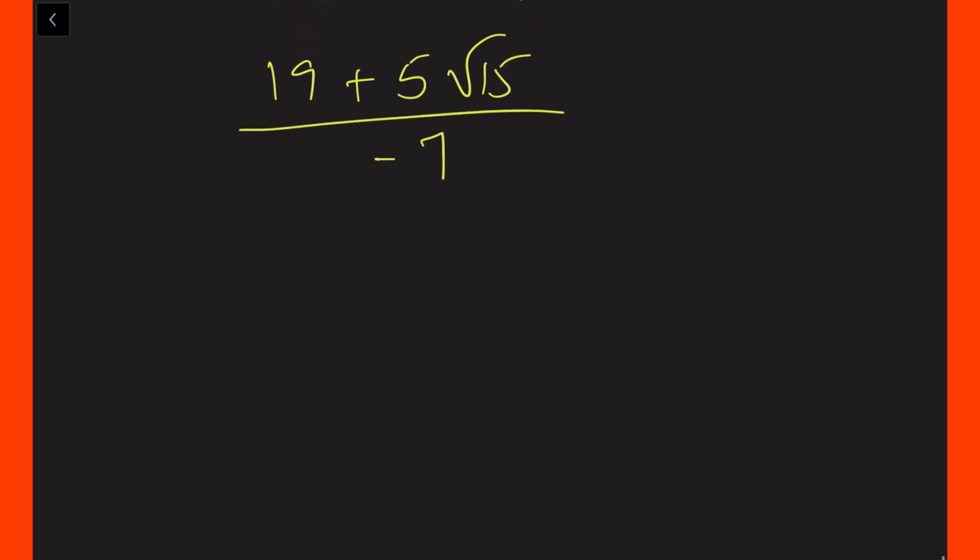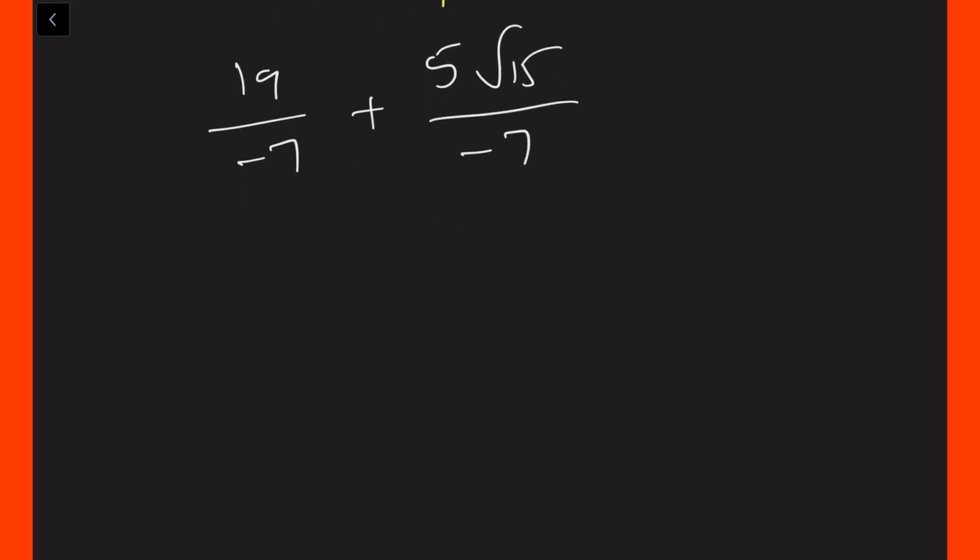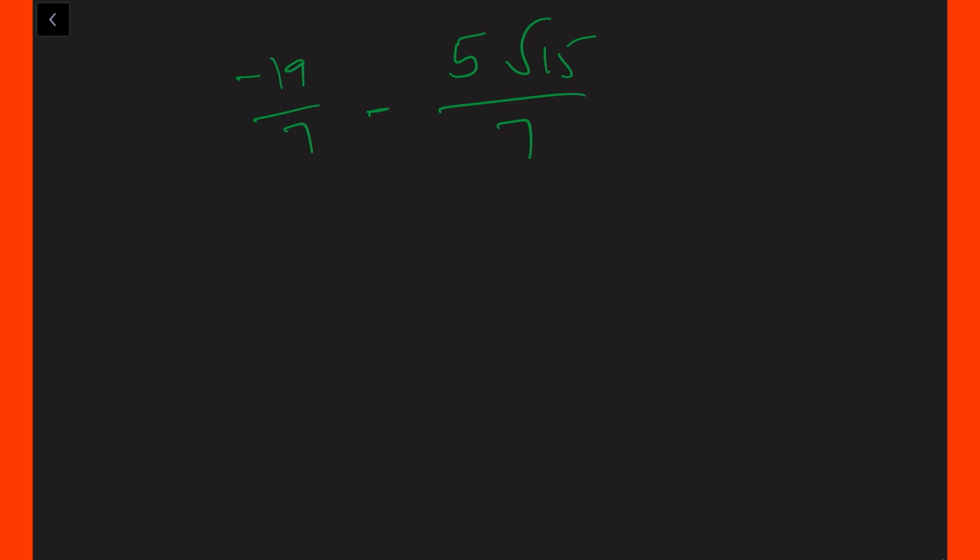So now I will simplify it. 19 by minus 7 plus 5 root 15 by minus 7. 19 by minus 7 is nothing but minus 19 by 7. Here plus into minus, minus 5 root 15 by 7. Still, for not having any confusion, I will simplify it further: minus 19 by 7 minus 5 by 7 into root 15.